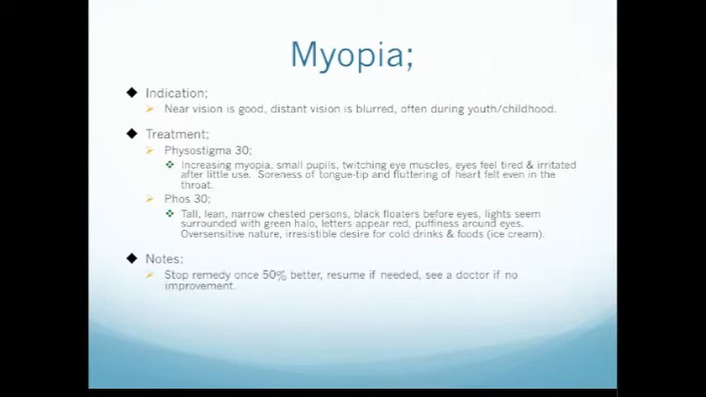Stop the remedy once there's a 50% improvement. Resume if necessary. See a physician if no further improvement. Myopia is a progressive illness. Acupressure and magnet therapy may also help more than the homeopathic remedies do.